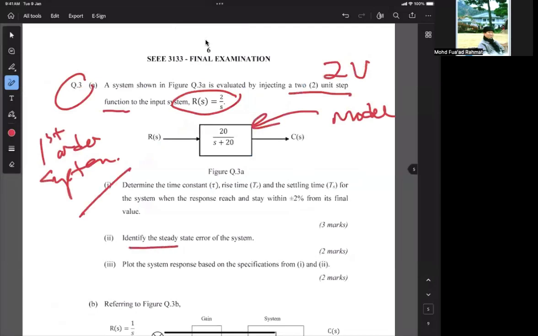Identify the steady state error of the system and plot the system response. So the steady state error is 0, when t tends towards infinity. So no error. And this one is already plotted just now.